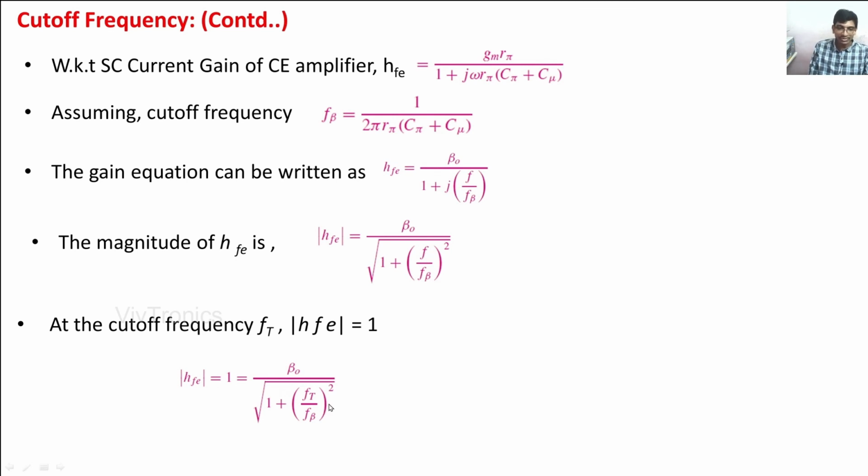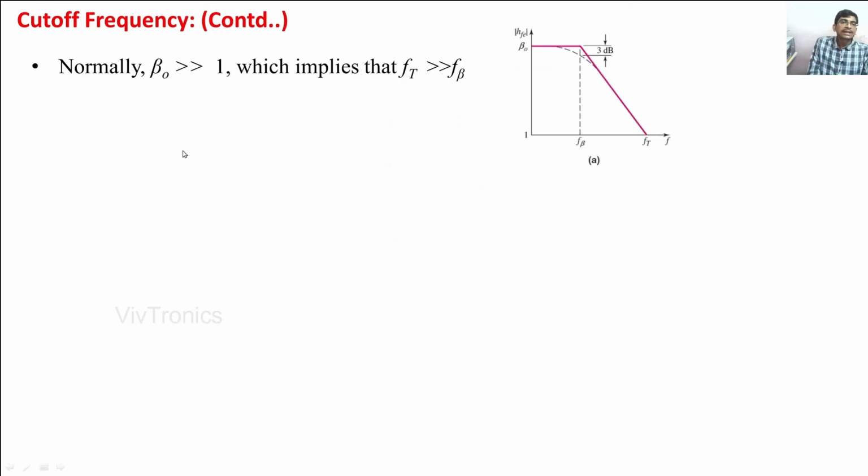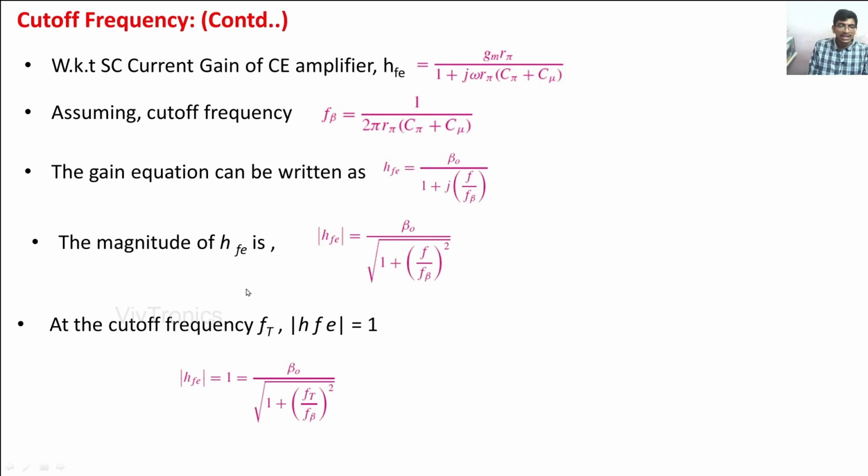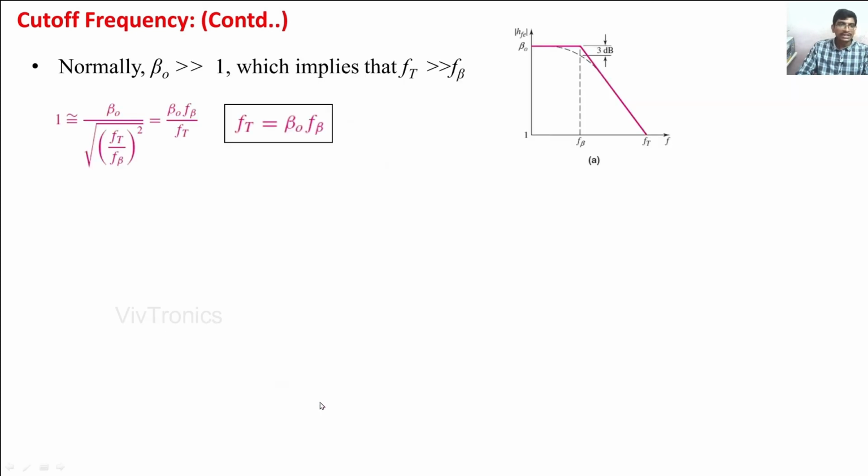Instead of f, we are going to substitute ft, because at ft only the gain is equal to 1. Normally, beta naught is very much greater than 1, which implies that the cutoff frequency ft is very much greater than f beta. So we are going to neglect the 1 from the denominator, because the 1 is very small compared to the ft and f beta values. Therefore this equation becomes beta naught by square root of (ft by f beta) whole square. We can cancel the square and root, so the equation will be equal to beta naught into f beta divided by ft.